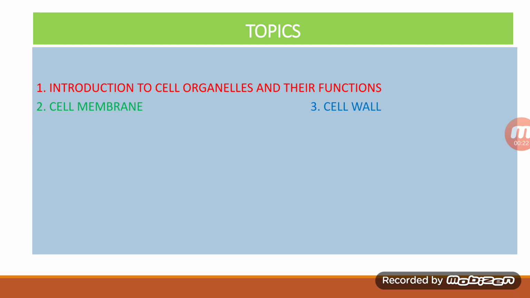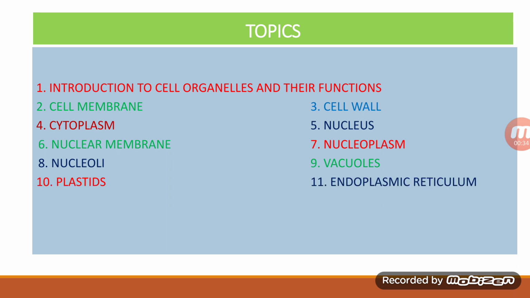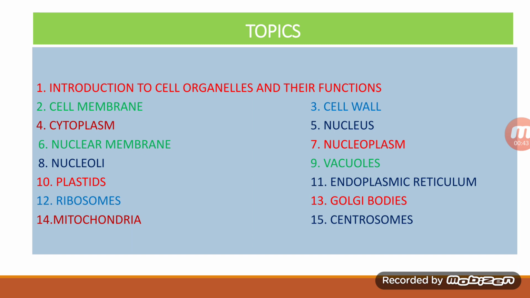membrane; number 3, cell wall; number 4, cytoplasm; number 5, nucleus; number 6, nuclear membrane; number 7, nucleoplasm; number 8, nucleoli; number 9, vacuoles; number 10, plastids; number 11, endoplasmic reticulum; number 12, ribosomes; number 13, Golgi bodies; number 14, mitochondria; and number 15, centrosomes; and lastly, lysosomes.